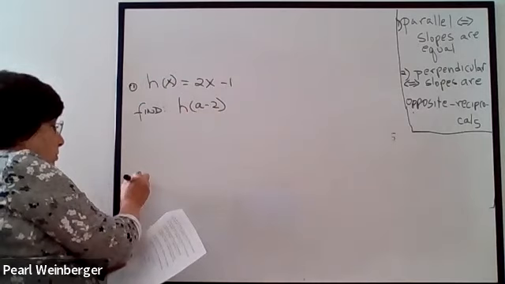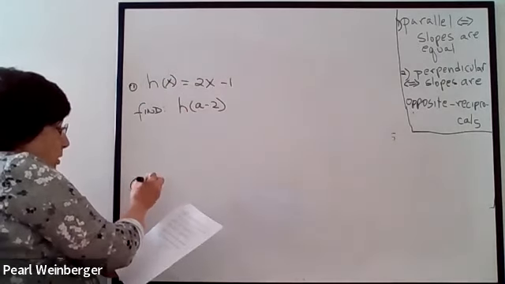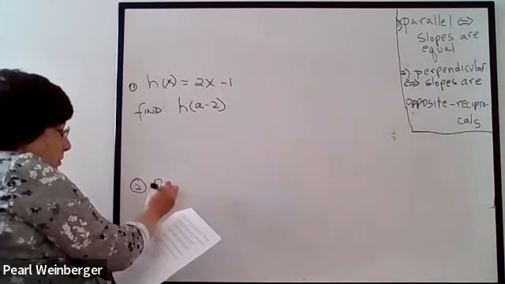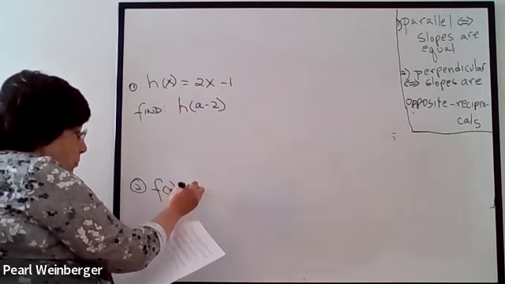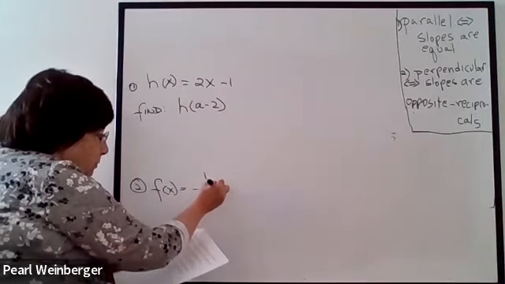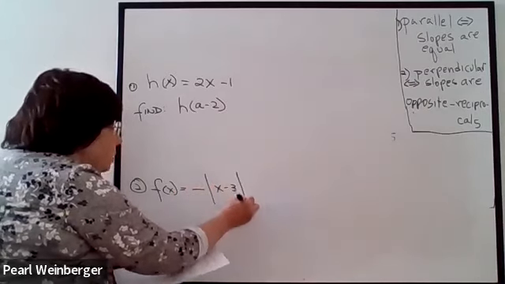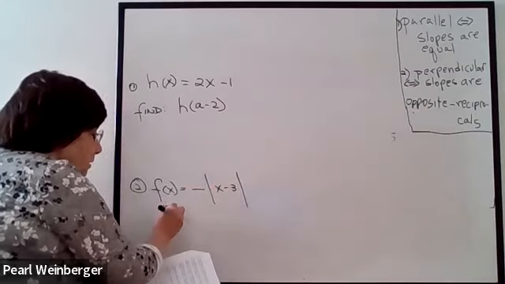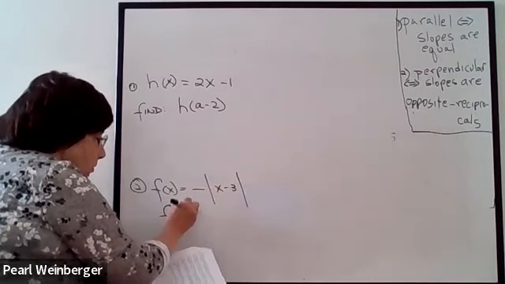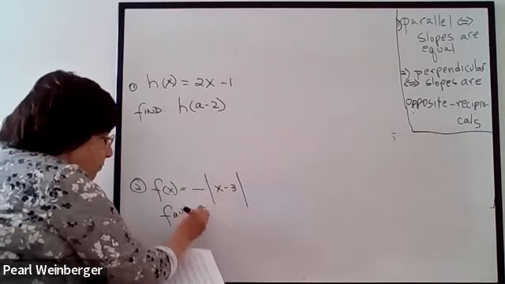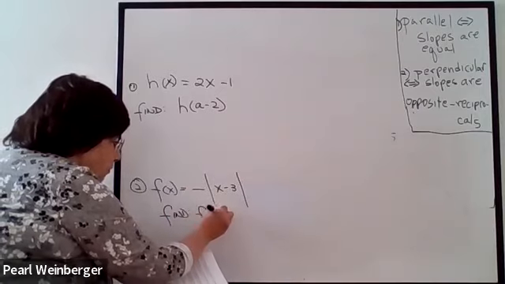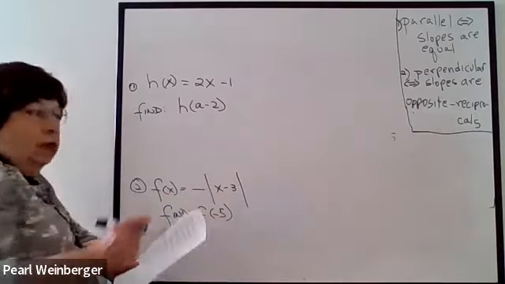And here's question number 2 that we're going to do. f of x is equal to minus the absolute value of x minus 3. And I want you to find f of negative 1.